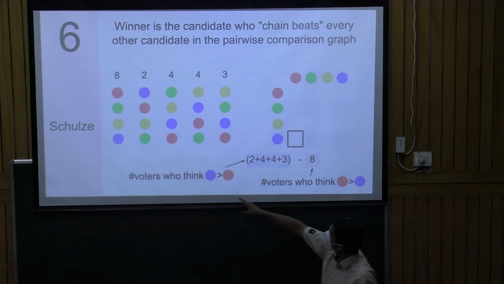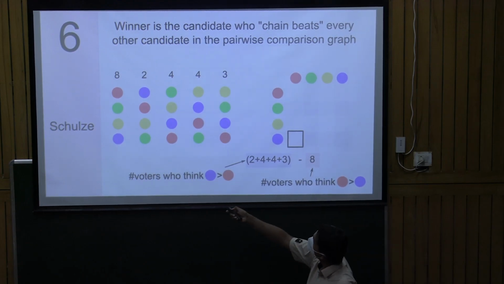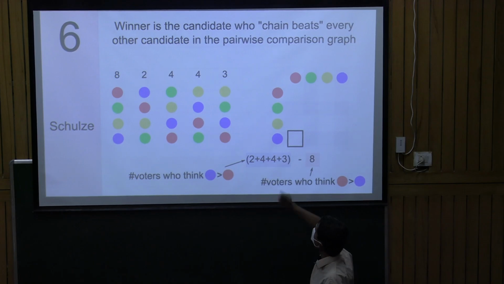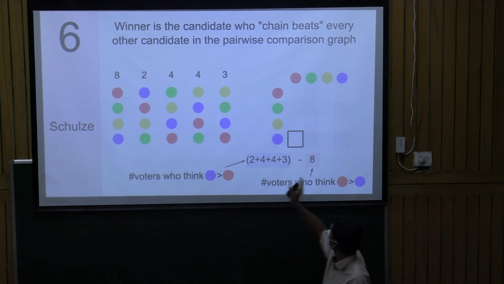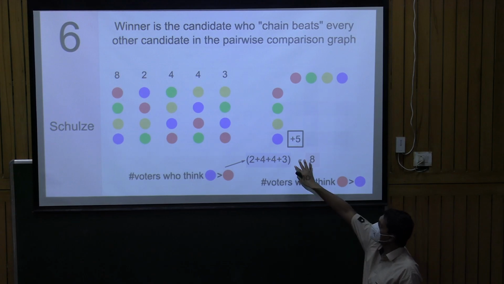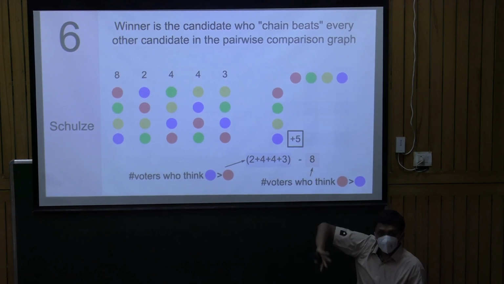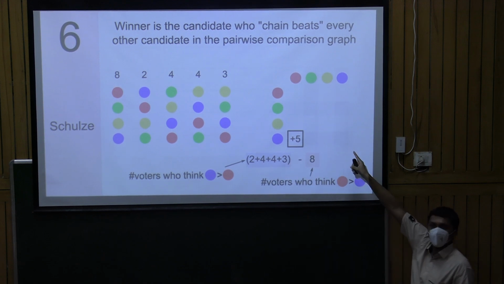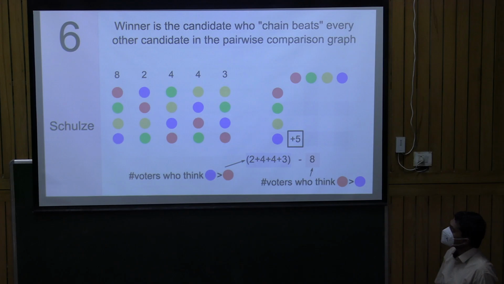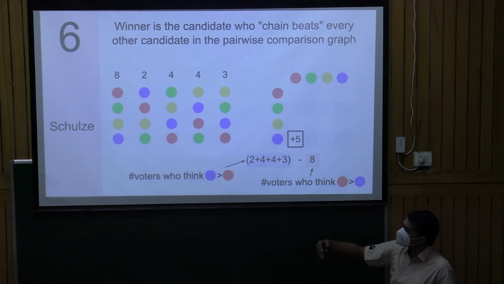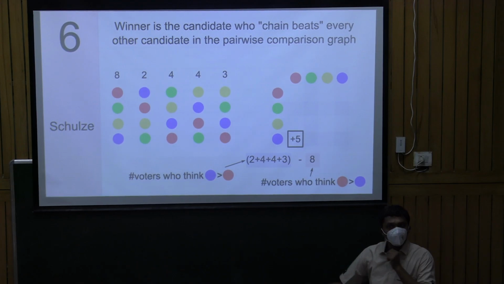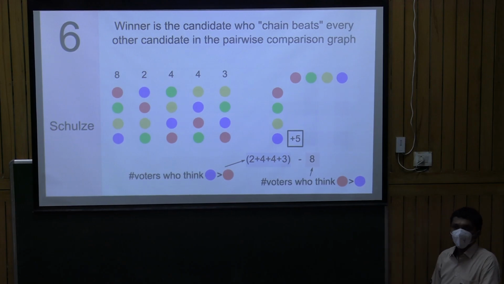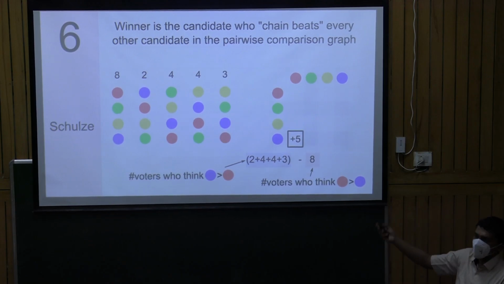So how many voters prefer blue over red? Well, let's see. These two people and these four and these four and these three: 2, 4, 4, 3, and those 8 people prefer red over blue. So it turns out to be 5, and I'm going to put a +5 because when I fill the other entry, it's going to have a minus sign. That's how you fill in the entries of this matrix. It's the difference in the pairwise preferences. It's known as the pairwise comparison matrix.